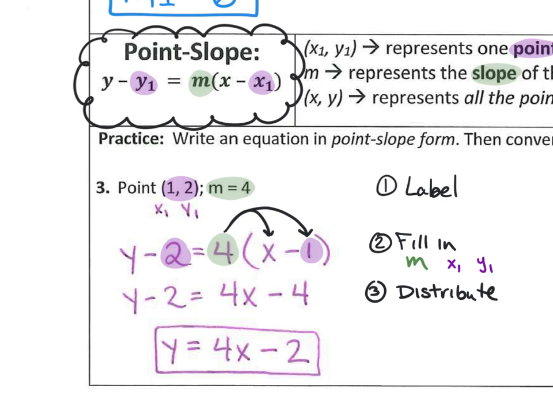How did I go from this step to this step? I noticed that it originally said y minus 2, and now all of a sudden it says y. How do you get this to go away? Don't we add 2 to both sides? Which will make this cross out. So we do inverse operations to solve for y.